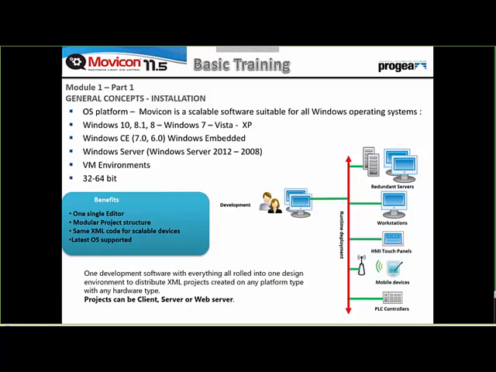You can run our software in a virtual machine environment. Our tests are focused on VMware virtual machines, but you can easily use Movicon also in other virtual systems. No problem for 32 or 64-bit operating systems. One of the big benefits is that you always have one single editor, one single environment to build and configure your project, even if you are creating an application for a different target. The project always keeps the same modular structure.